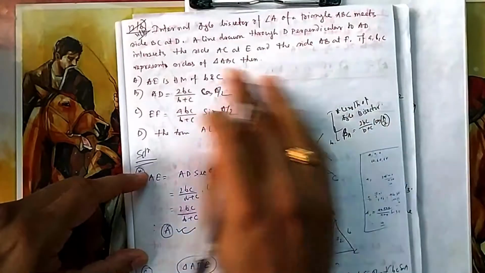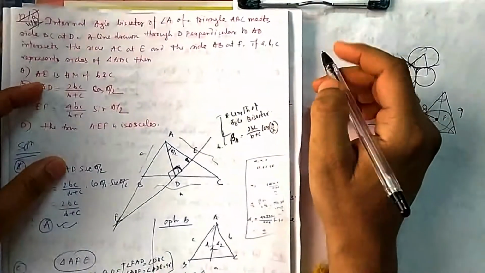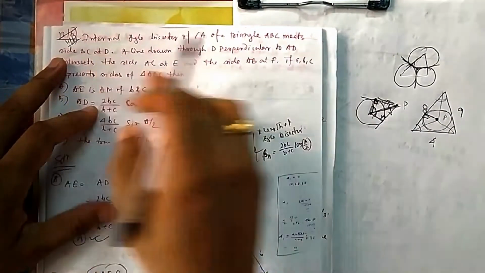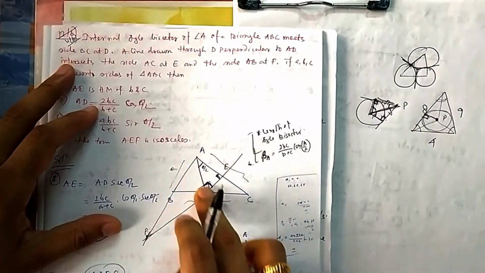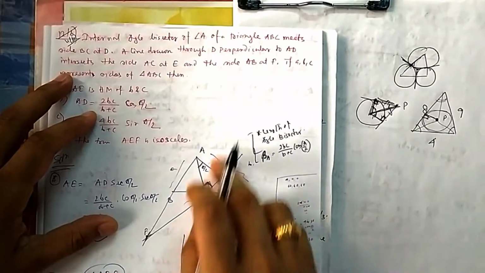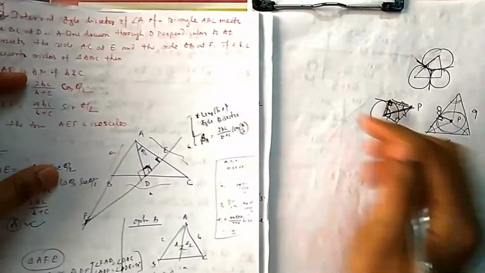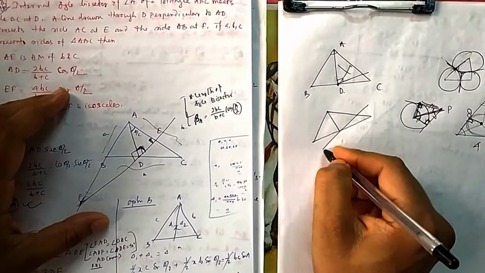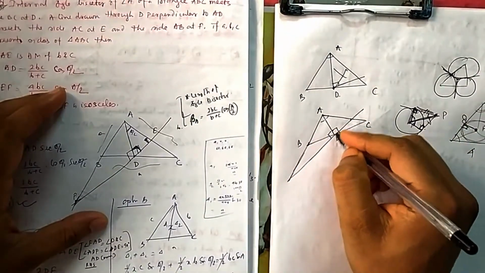Okay, now if you come to question number 11b, the internal angle bisector of angle A of a triangle ABC meets the side BC at D. A line is drawn through A which is perpendicular to AD. Here it is not perpendicular, so I will draw it a little differently, here. So you can see the perpendicular is drawn, so these two sides are perpendicular.